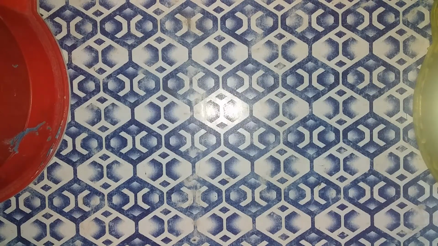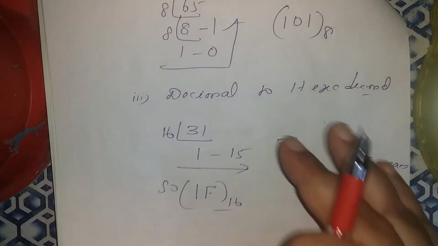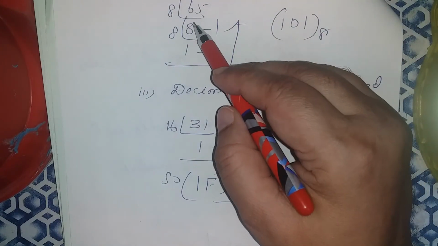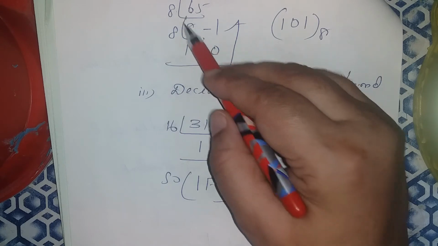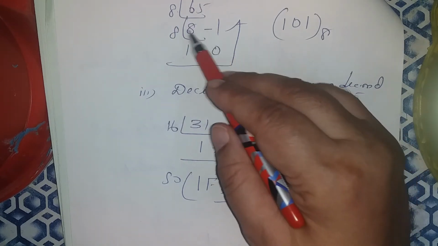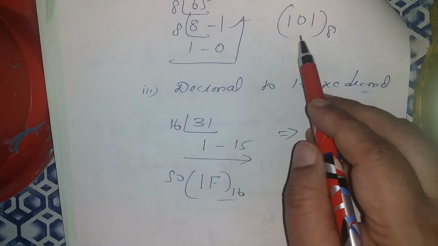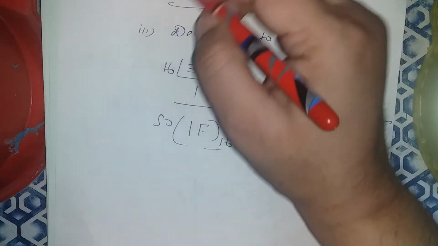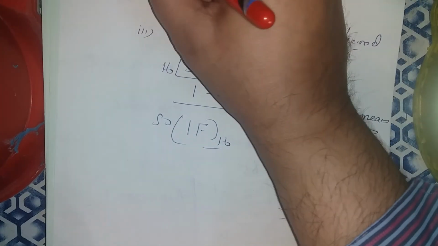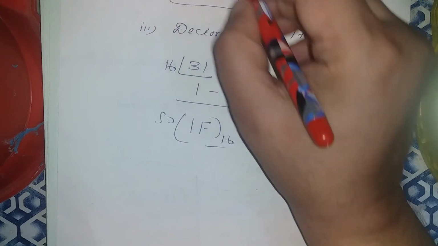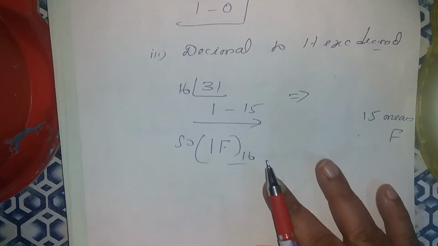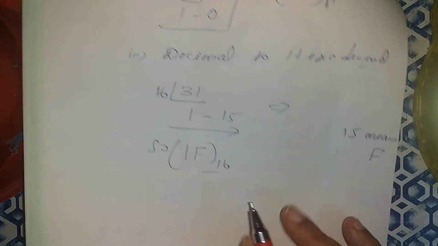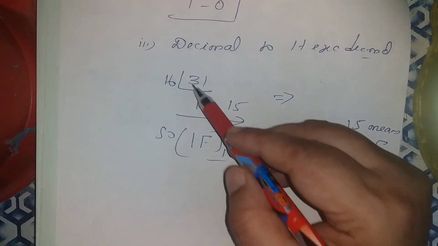Now we are going towards the concept of decimal to octal. Take 65. Divide by 8: 8 times 8 is 64, remainder is 1. So the octal of decimal 65 is 101. The radix is converted and we get 101 as the octal. Understood or not? Next, decimal to hexadecimal means divide by 16.